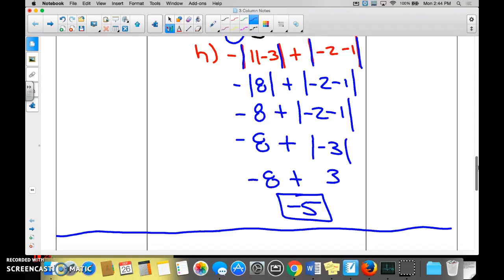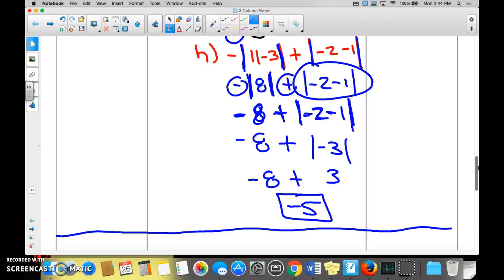Left to right. So we did the absolute value of 11 minus 3, which was the absolute value of 8. And then we rewrote everything else. We kept this negative, we kept this plus, and we kept this entire absolute value. Then we still had work to do in here, right? What's the absolute value of 8? 8. So we wrote down 8. We wrote down the negative and everything else, right?